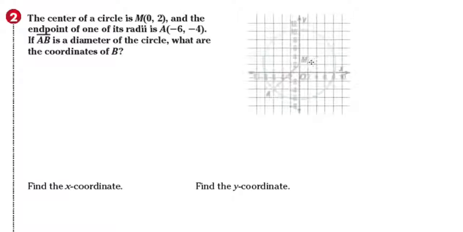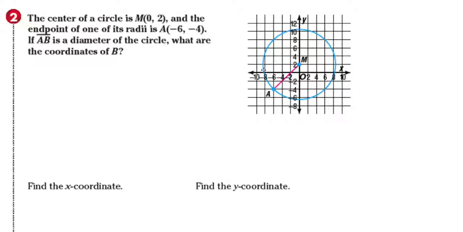So basically, this is the diagram right here, and this is the situation. You have the center of a circle, which is (0, 2), and the endpoint of one of its radii, which is (-6, -4). So we know the midpoint, and we know one of the endpoints of this diameter, but we want to find the other end right here, all the way to that end. Let's say this is B right there. If segment AB is the diameter of the circle, what are the coordinates of B? So we want to find the coordinates of B.